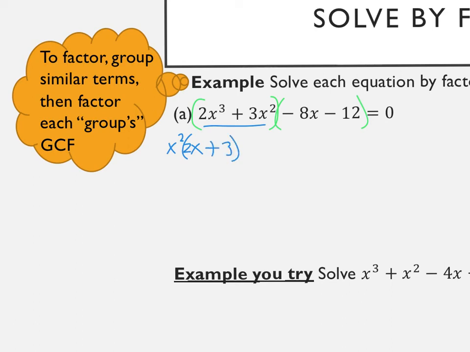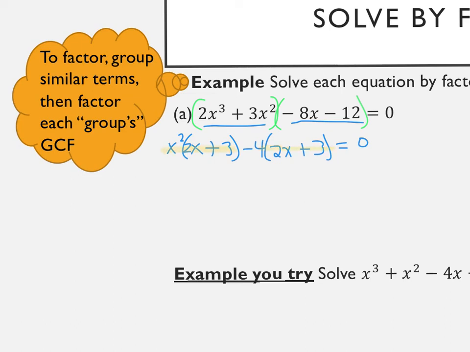Now we're going to look at the back 2. What do negative 8x and negative 12 have in common? Hopefully you recognize they both have a factor of negative 4. And we know negative 8x divided by negative 4 is 2x, and negative 12 divided by negative 4 is positive 3. Now, hopefully we start to see that technically you have 2 products.